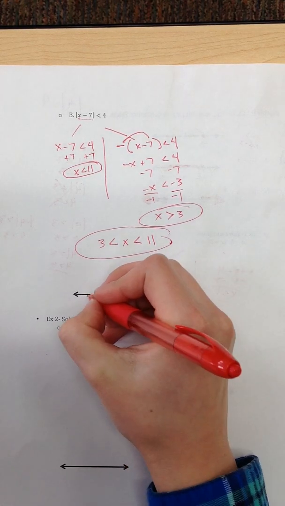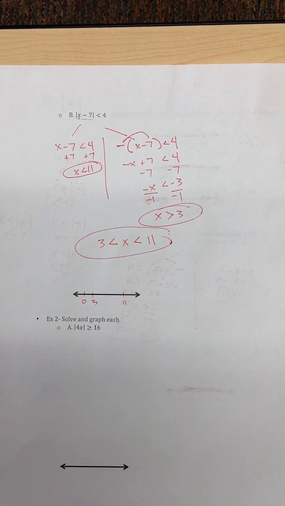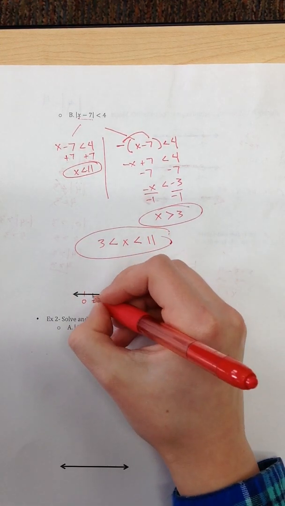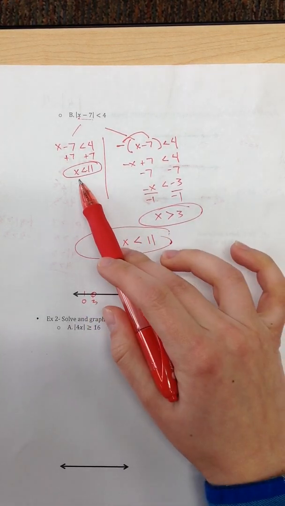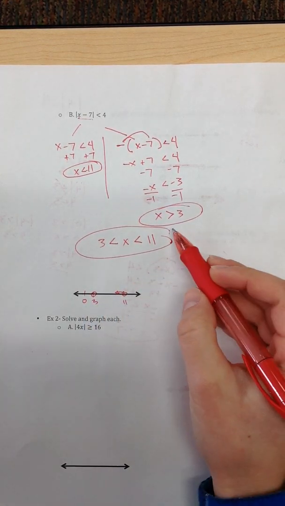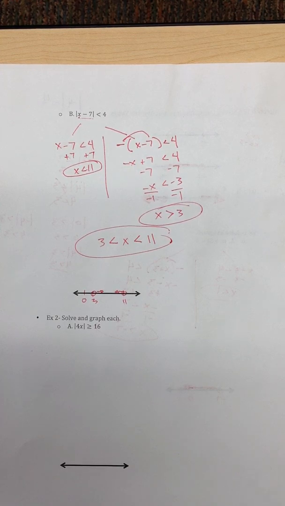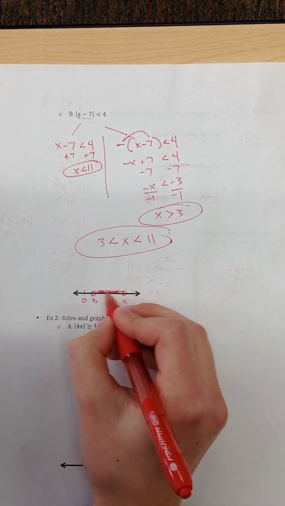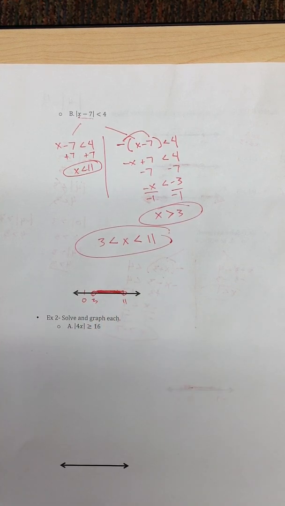So put my numbers here, 3, 11. It's going to be open circles for both of them because there's no equal to line underneath. And then I want numbers that are smaller than 11, so going that way. Numbers that are bigger than 3, going that way. So if I do my shading here, I'm going to end up with things that are in the middle.